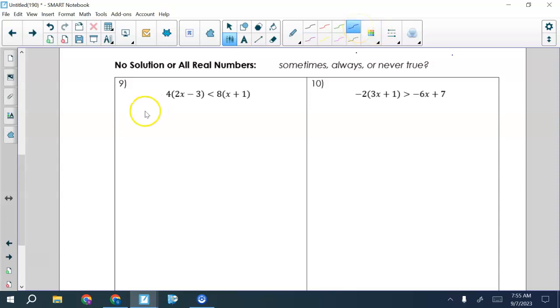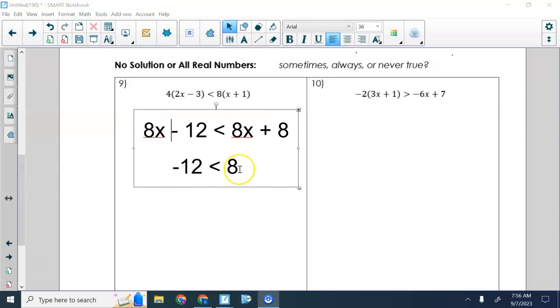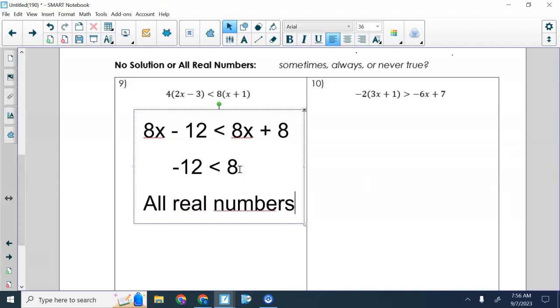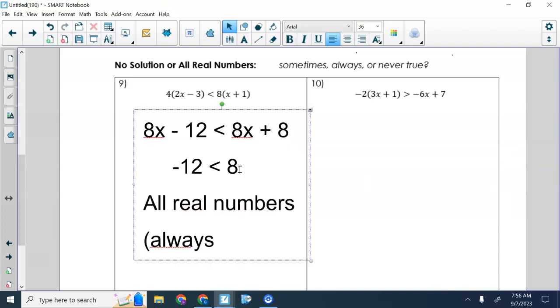For number 9, you can distribute that 4. 8x minus 12 is less than 8x plus 8. If we move the 8x's to the same side, they cancel. So you get negative 12 is less than 8. Is negative 12 less than 8? So think on a number line. Is that a true statement? Yes, negative 12 is less than 8. So we say all real numbers, or always true.